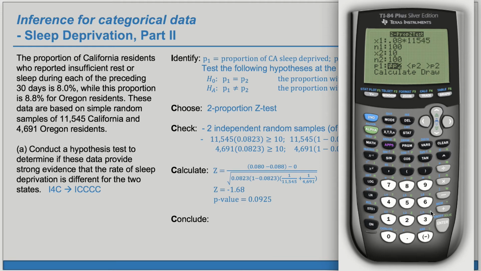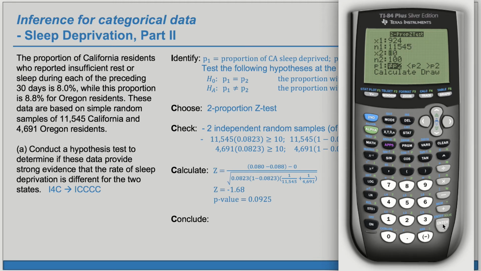11,545. And that will tell us how many yeses in the first group. Now that percent, 8%, was rounded, which is why we're not getting an integer. This is a number of people, so of course it has to be an integer. So we're going to call this 924. If you don't put an integer here for x1 and x2, you'll just get a calculator error. Our sample size for group 1, which is California, is 11,545.